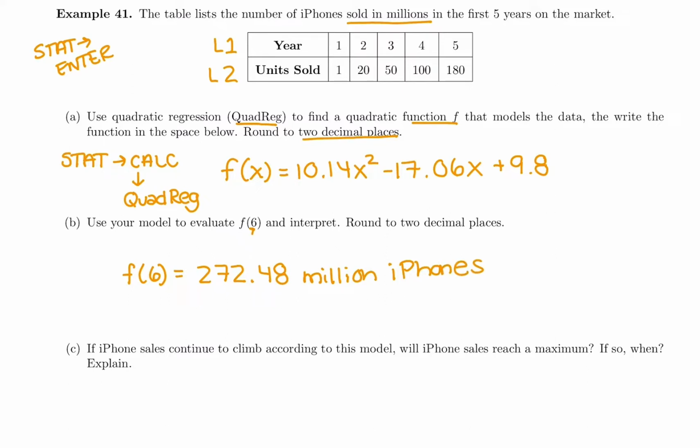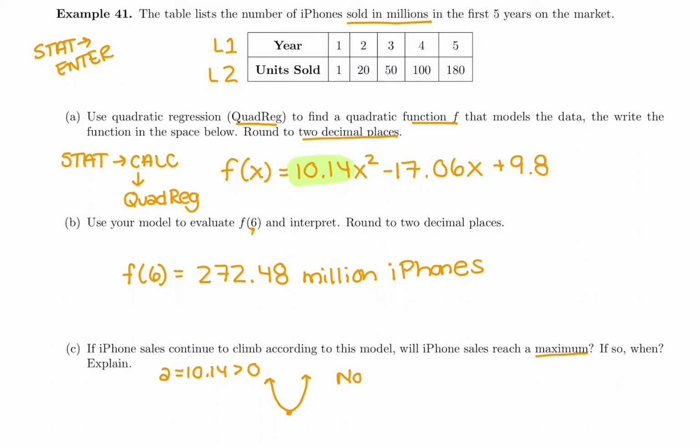If the sales continue to climb according to this model, will iPhone sales reach a maximum? Well, let's look at this function. This is my ax squared plus bx plus c. So the value for a is 10.14, which is bigger than 0. It's a positive a. So we're going to have a U-shaped parabola. We're going to have a min, but are we ever going to reach a max?